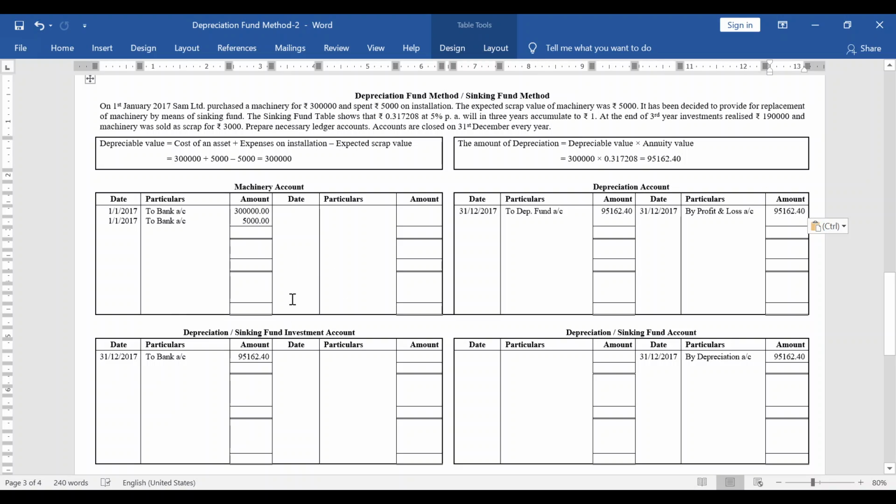Now with these entries, accounts are closed for the year ending 31st December 2017. So when accounts are closed on 31st of December 2017, machinery account shows a balance of 3,05,000, and it's a debit balance.